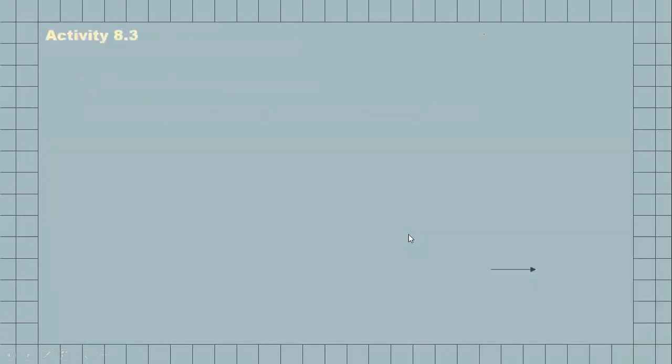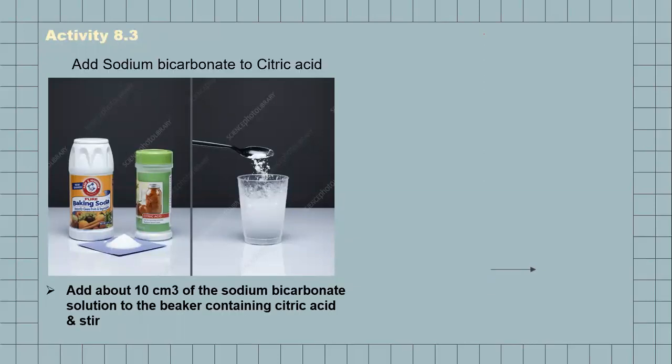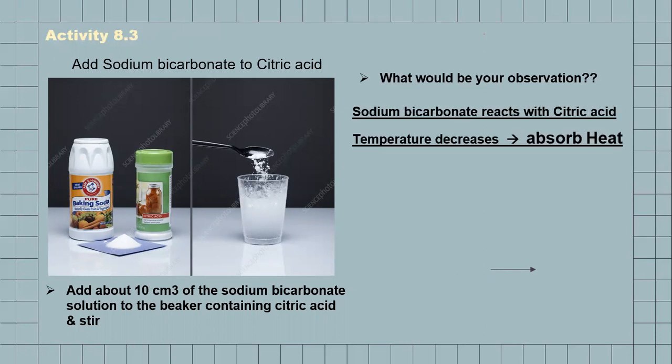Right. So let's do another activity. Right. Here we use baking soda and citric acid. When you add baking soda into citric acid, what would happen? Right. So here, when sodium bicarbonate reacts with citric acid, you can see the temperature decreases. So that means in this reaction, it absorbs heat.